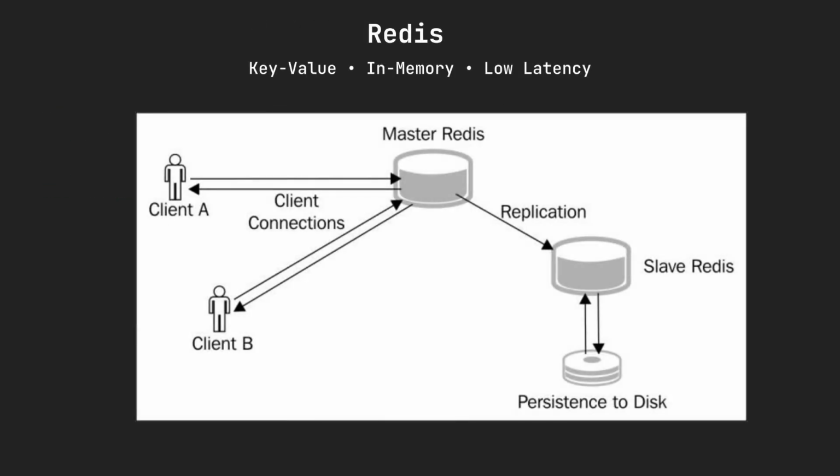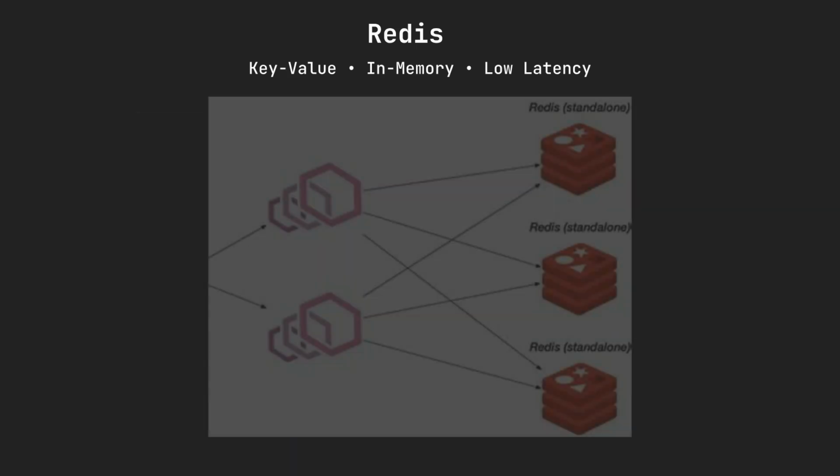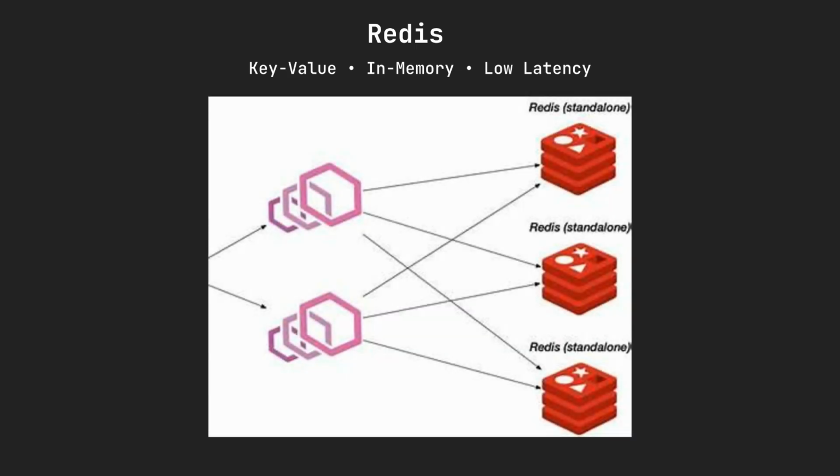Now, Redis. Redis is an in-memory, key-value NoSQL database designed for ultra-low latency access. All data is stored primarily in memory, allowing reads and writes in microseconds. Redis supports rich data structures such as strings, lists, sets, and hashes, enabling simple computations close to the data. It can replicate data for high availability and persist snapshots to disk, but speed, not durability, is its primary goal. Redis is optimized for fast access, not complex querying or large-scale storage.